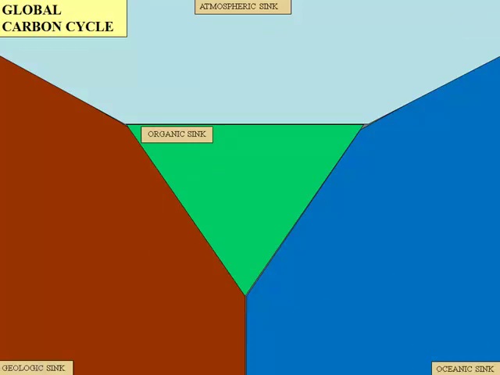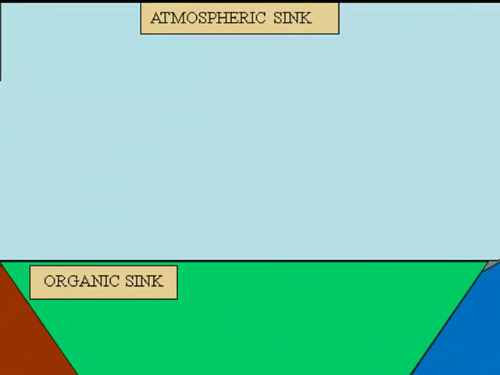Let's start by taking a look at the atmospheric sink. The atmospheric sink consists of all the carbon that's found in the atmosphere. In this sink, carbon is usually found in the form of carbon dioxide, or CO2. Of all the sinks, this sink holds the least amount of carbon, but carbon passes through this sink very quickly.